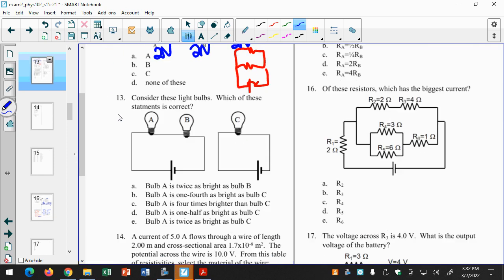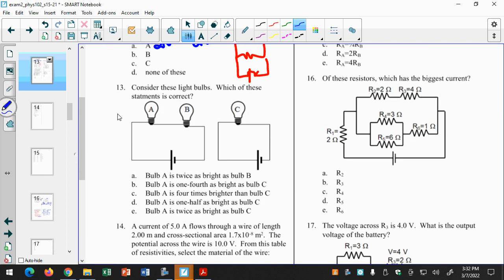Which of these statements is correct? Bulb A is twice as bright. Well, let's just think about the voltages first. So again, we'll say 2 volts and 2 volts. Just picking a number. I pick that number because it divides easily by 2. So I get 1 volt here and 1 volt here, and I get 2 volts here. Remembering, for power, that it's equal to V squared over R.